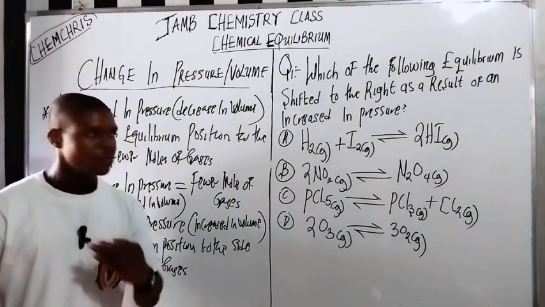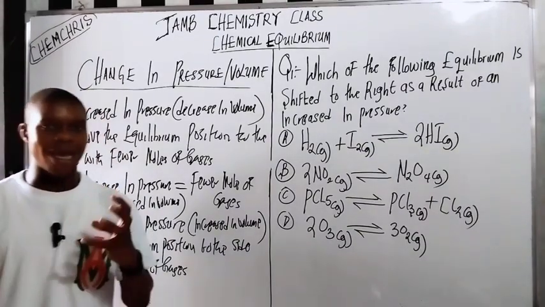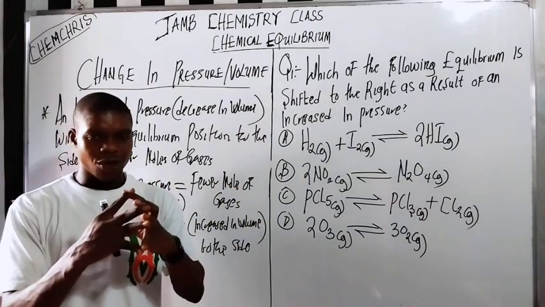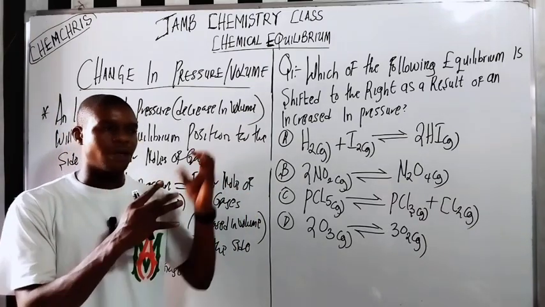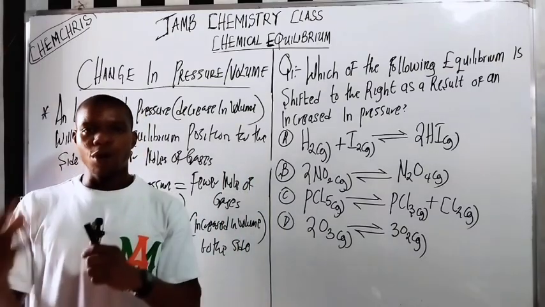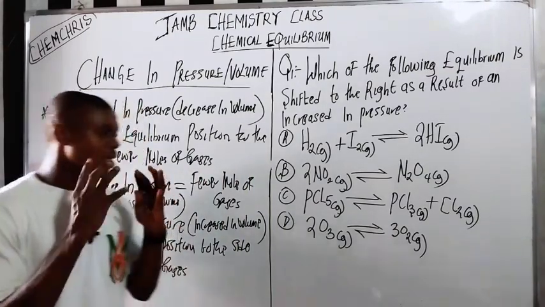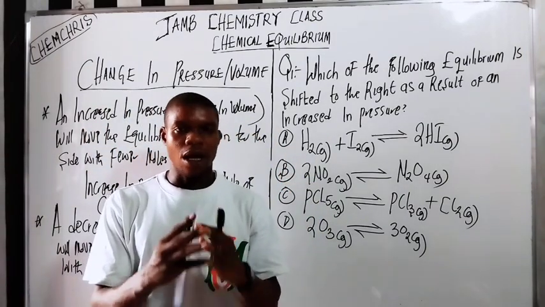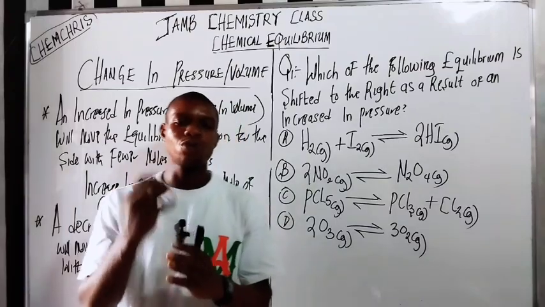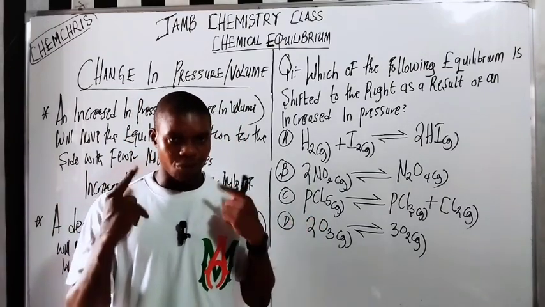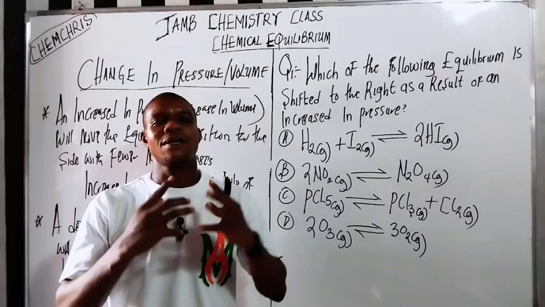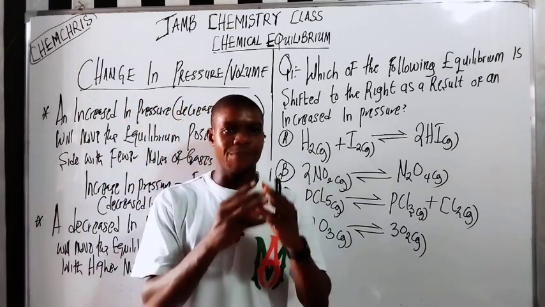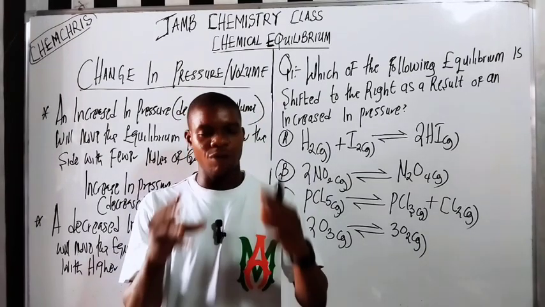Now, what about a situation where the moles are the same? So the moles of the reactant and the moles of the product are the same. If you look at the moles of the reactant gases and the moles of the product gases, they are the same. Do you understand? Whenever the moles of gases are the same on both sides, a change in pressure and volume does not affect the equilibrium position. That is what you want to put in your mind here.